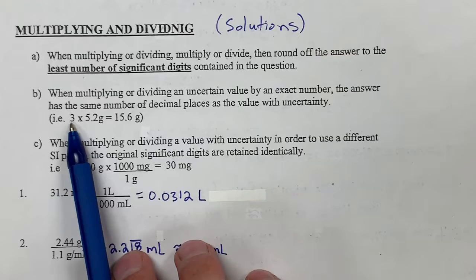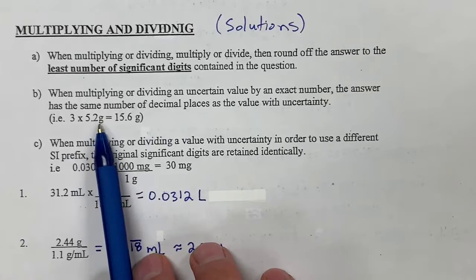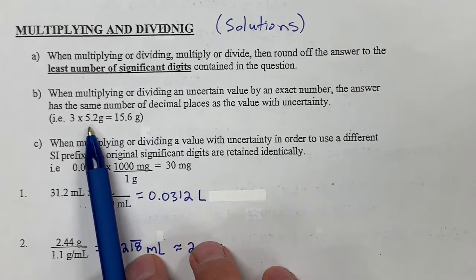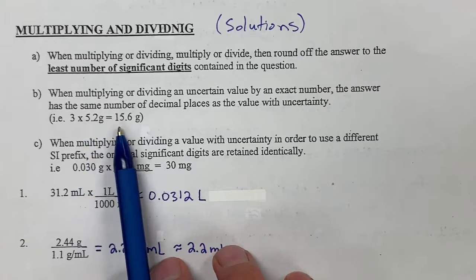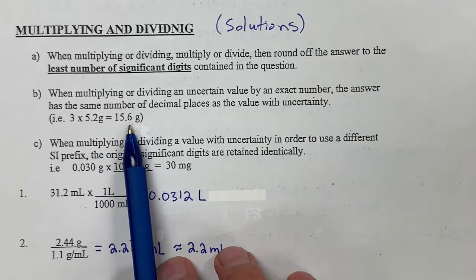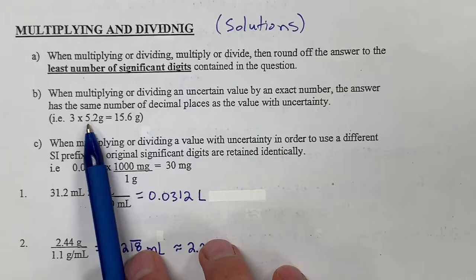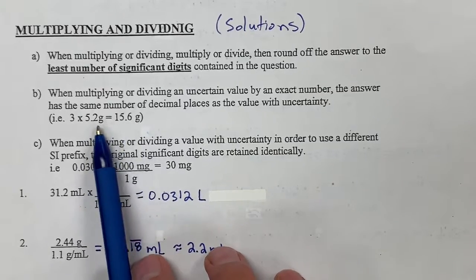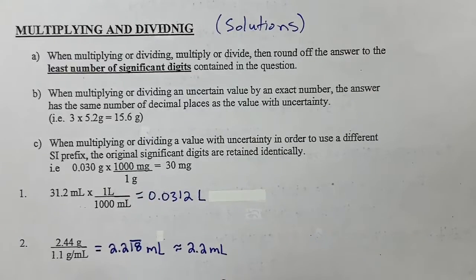So this 3 here is a certain value. We know this exact number is 3. Like, we're tripling whatever your mass is of 5.2. Your result is going to have the same number of decimal places as the original value. So here you get 5.2. The result is 15.6, the same number of decimal places.